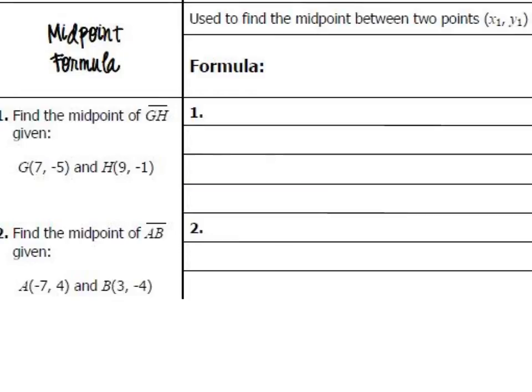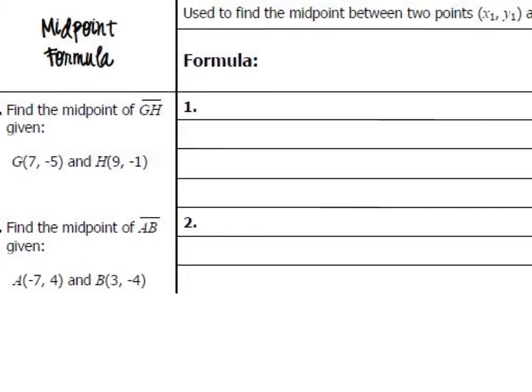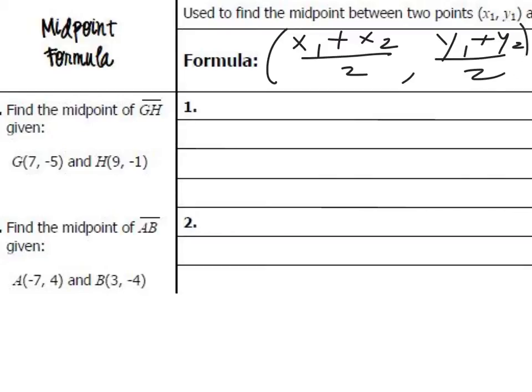Let's practice the midpoint formula here. The formula is that you're going to average the x values and then average the y values. What that looks like is x1 plus x2 divided by 2, comma, y1 plus y2 divided by 2. It says find the midpoint of GH, given that G is 7, -5.